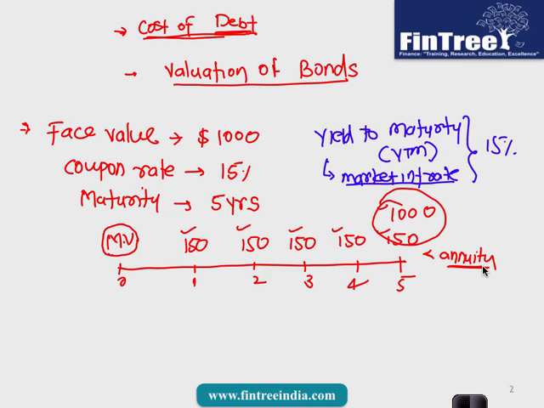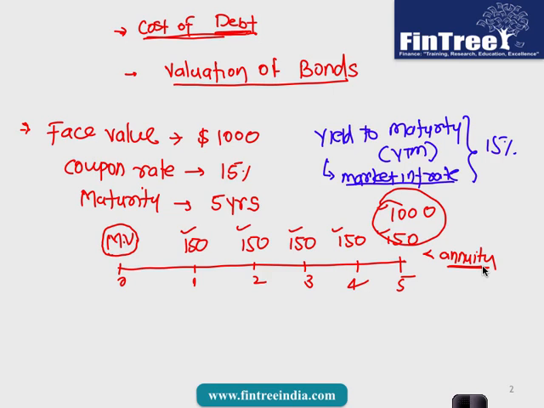Now second clear TVM. 150 is the payment. What should be N? 5 is the N. 150 is being received 5 times. What should be the future value? Think carefully. 1000 or 1150? Why not 1150? Because 150 is taken care in payments. Right? So future value is only 1000.